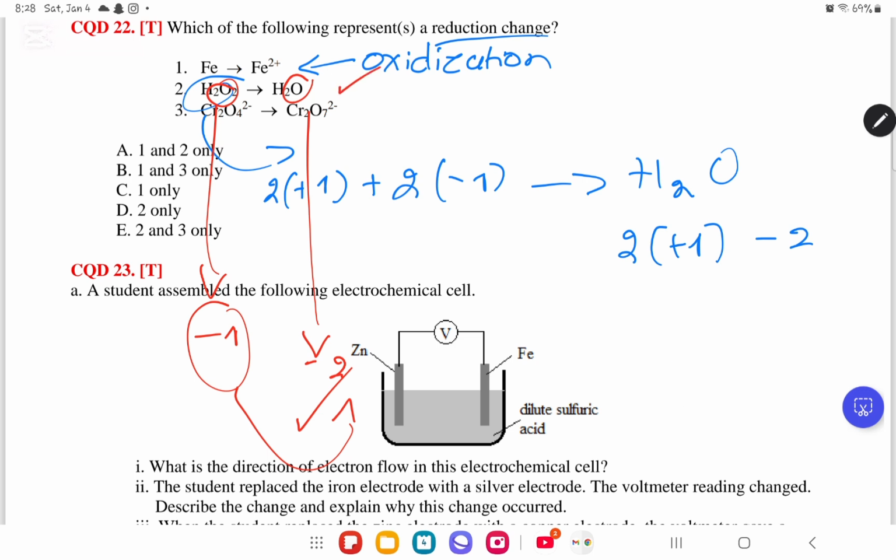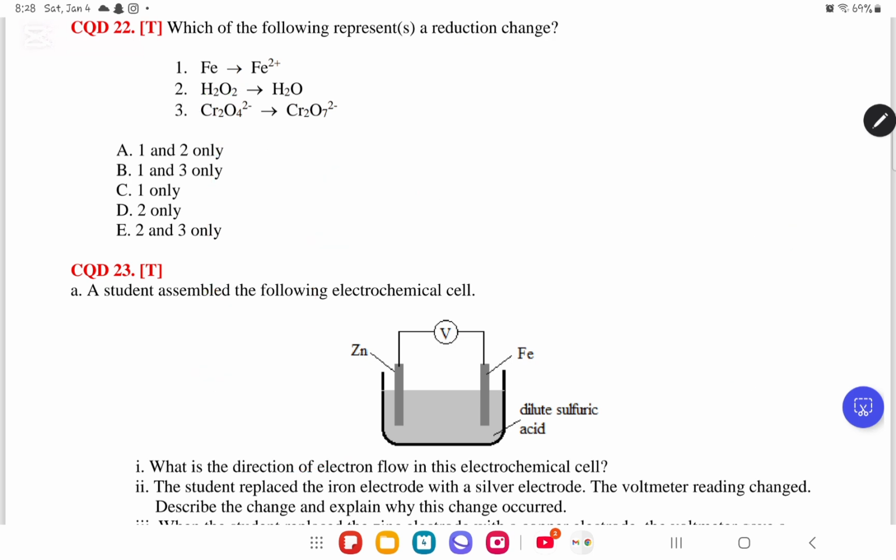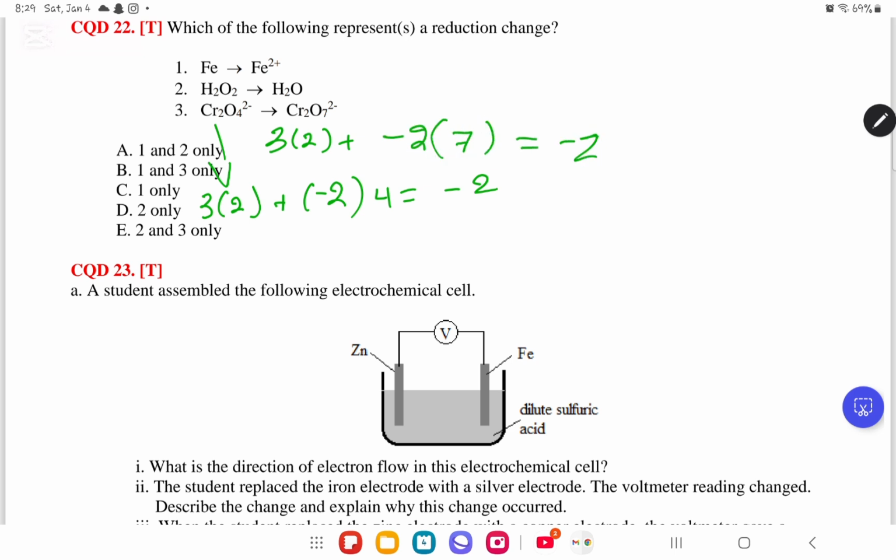Moving on to the last one, Cr2O4 2- gives us Cr2O7 2-. Solving it, let me just clear it out. Here the oxidation number is 3 times 2 plus -2 times 4 is equal to -2. And then here the oxidation number is 3 times 2 plus -2 times 7 is equal to -2. So this is wrong. So that means this is not 3. Instead, this becomes 6.